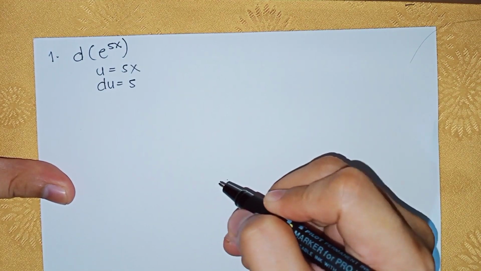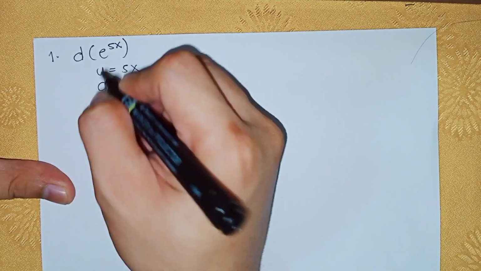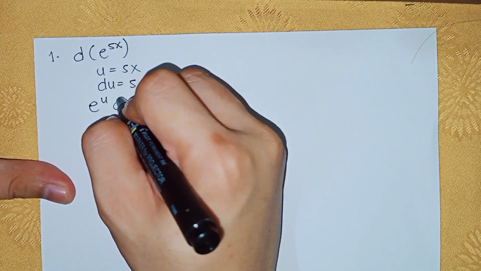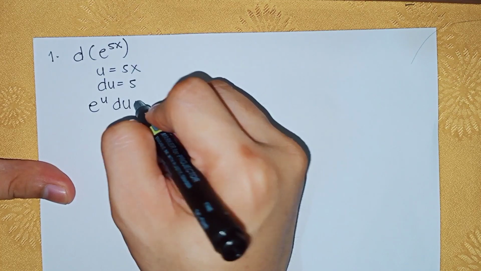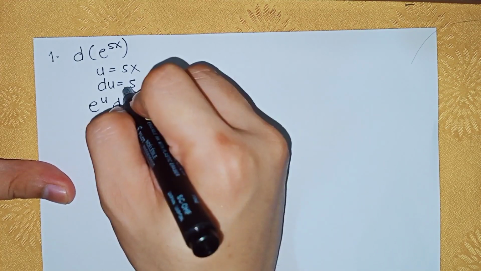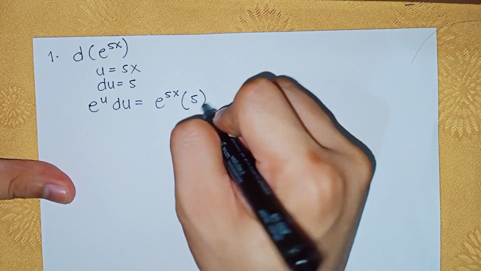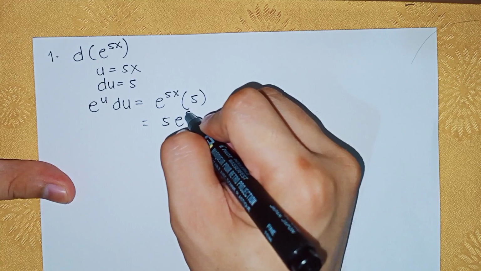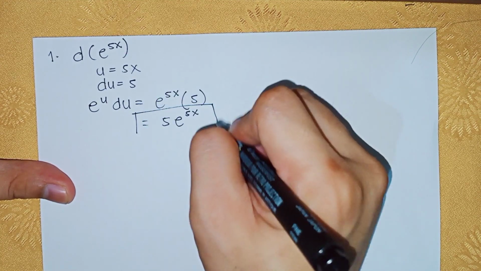So, ang formula nga ulit natin, derivative ng e raised to u ay e raised to u times du. So, ang u natin ay 5x. E raised to 5x times, so, ang du natin ay 5. Ang final answer natin ay 5 e raised to 5x. So, ito yung sagot natin sa number 1.